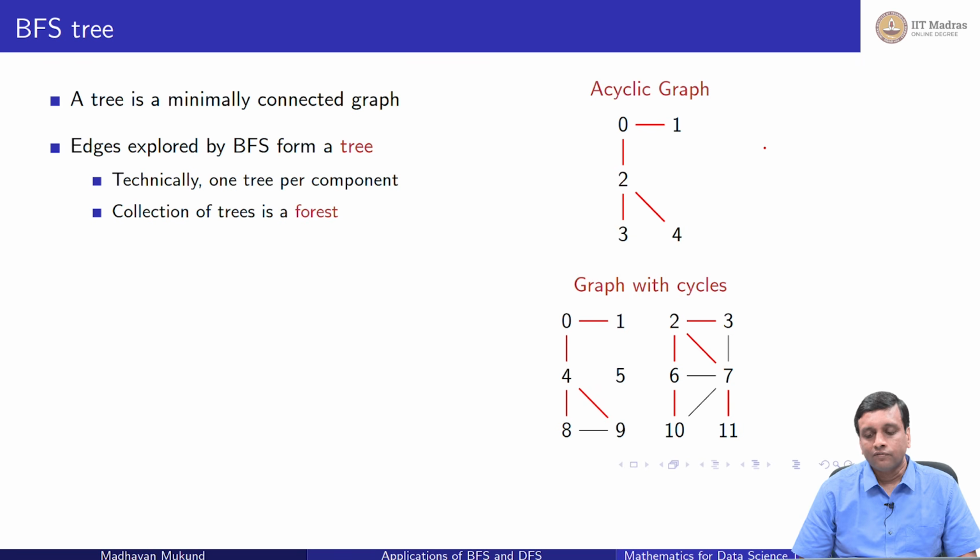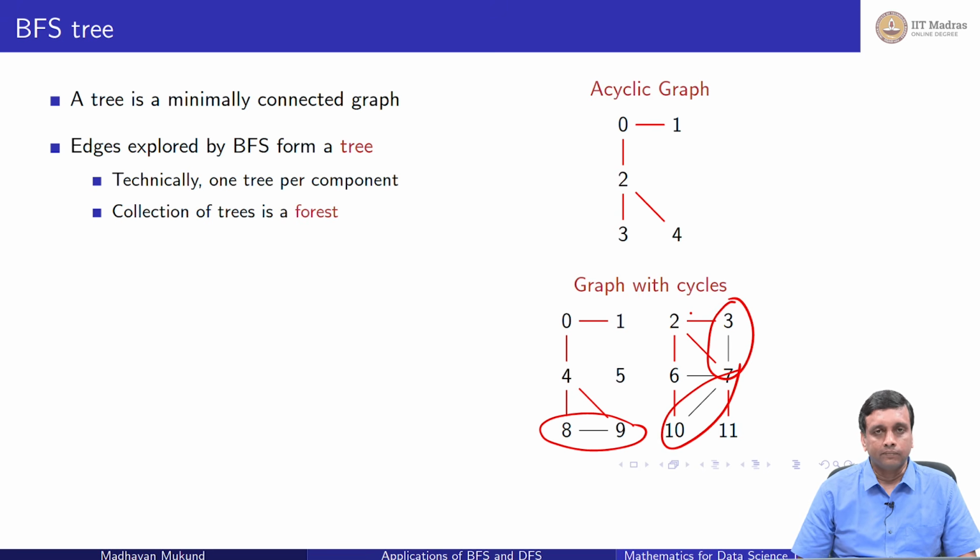Now, if you have a graph like the bottom one which has multiple components, then technically you have to start BFS each time from a new component. So it's not one tree, because a tree as a whole would connect the entire graph, but the entire graph is not connected. So each component gets connected by a tree. So here for instance, BFS does not visit this edge. So this edge is outside the BFS tree. Similarly here, this edge and this edge are outside the BFS tree.